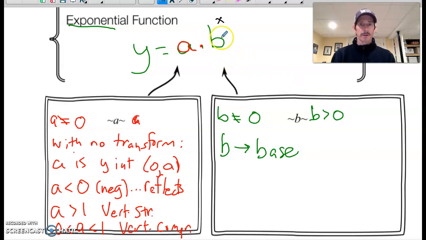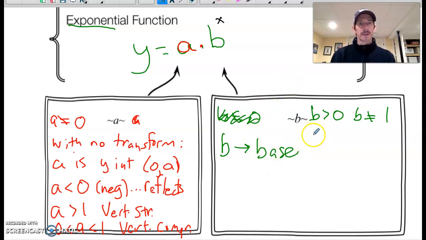So we're not going to play around with negative bases. And B does have to be bigger than 0. So that sort of takes care of this piece right here by saying bigger than 0. That doesn't include 0. But B can also not equal 1. It has to be bigger than 0, but it can't equal 1. And that's because if it's 1, I'm just going to get a flat line across at 1. So B is your base.